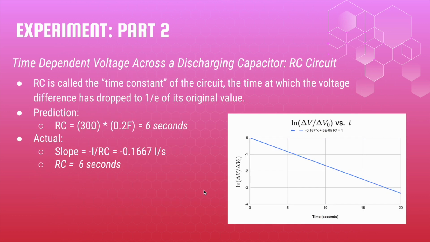Here's the time-dependent voltage across the discharging capacitor for the RC circuit. RC is called the time constant of the circuit, and this is the time at which the voltage difference has dropped to 1 over E of its original value. This was the predicted time, 6 seconds, and this was the actual. So we took the negative slope, negative 1 over RC, which is this right here, and it came out to 6 seconds, which was equivalent to our prediction.